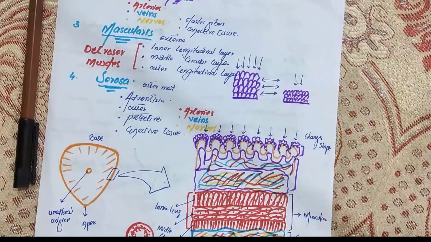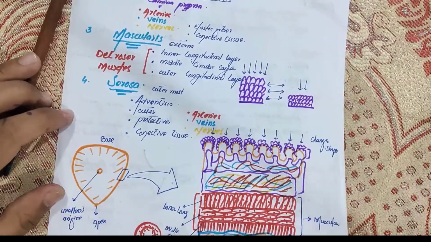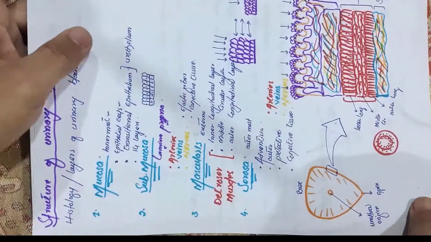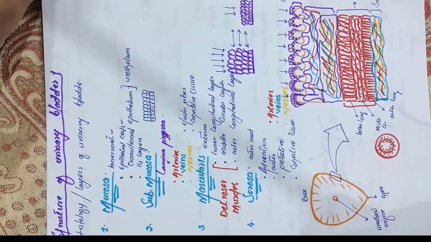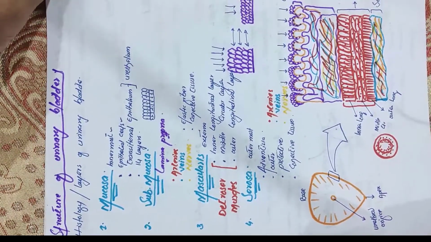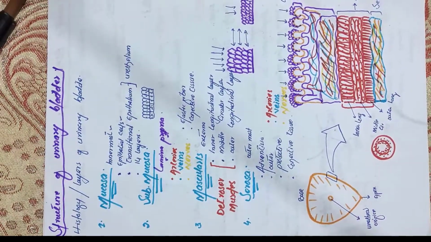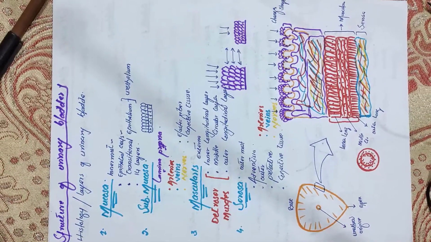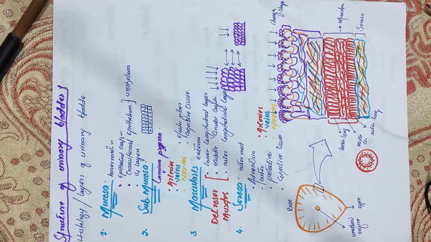Now my friends, this is about the structure of the urinary bladder that we discussed. You can make notes of it, you can take a picture. So this was about the structure of the urinary bladder. In the next lecture we will discuss the blood supply, innervation, and other important things about the urinary bladder.